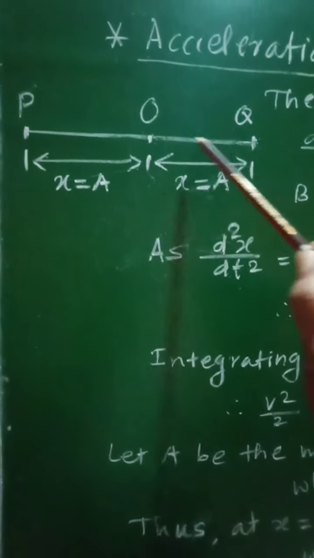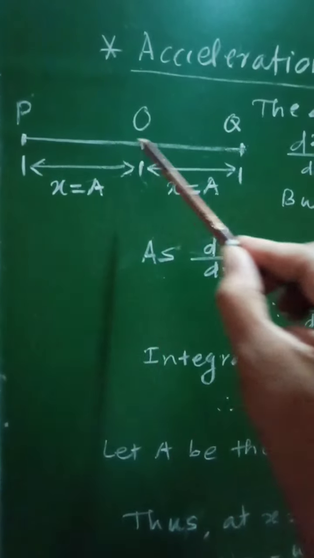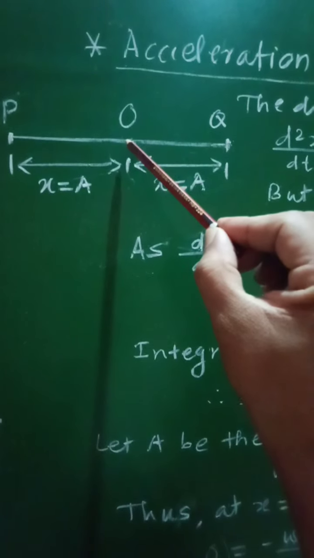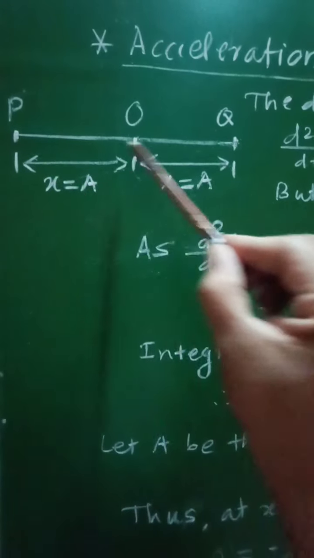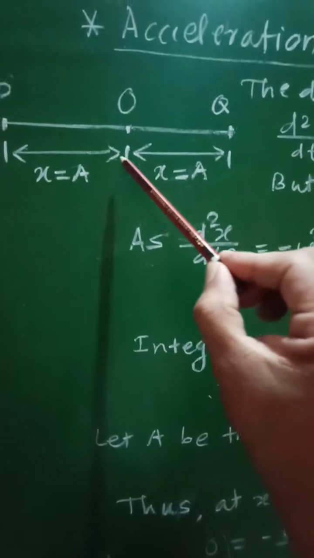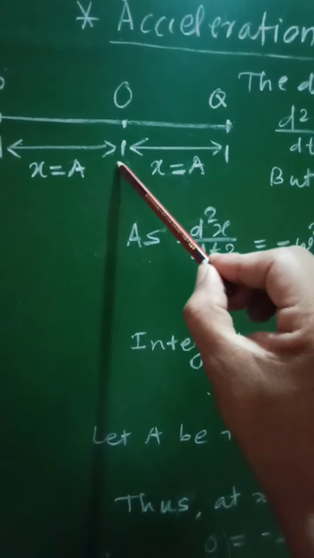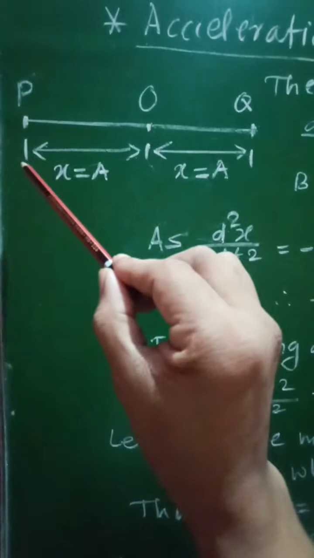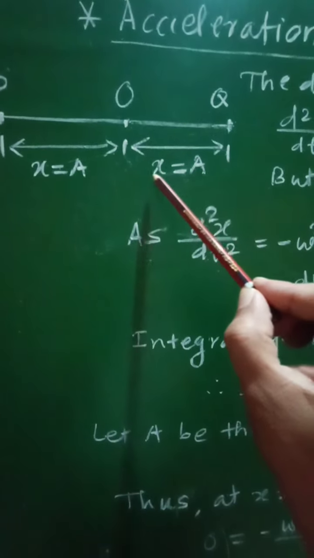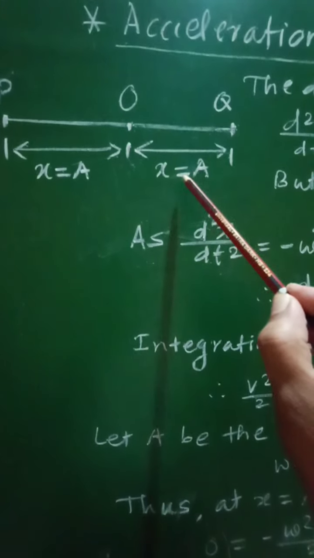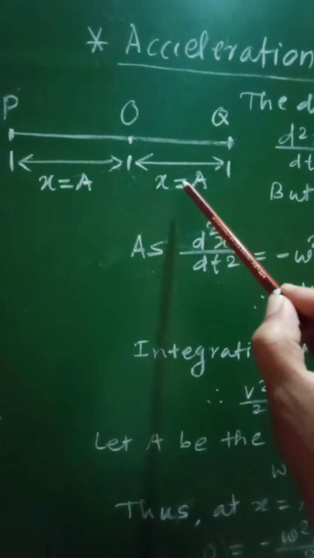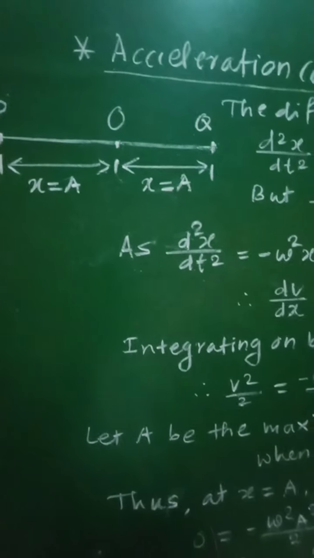by a particle performing linear SHM, that is PQ, such that O will be the mean position and P and Q are the extreme positions, so that at mean position displacement x will be equal to 0, and for the extreme positions P and Q the displacement of the particle x will be equal to a, that is the maximum displacement, which is also called the amplitude of linear SHM.